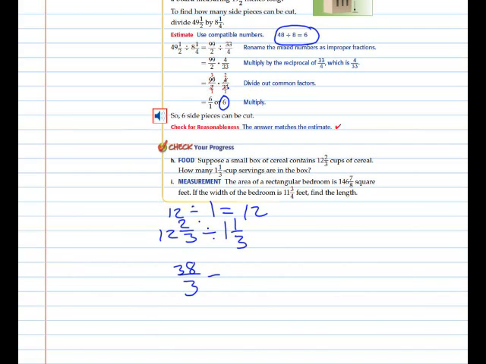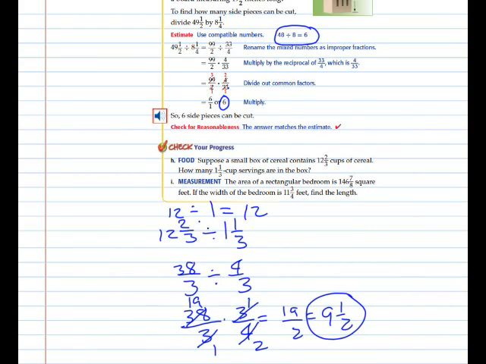Change both numbers to improper fractions: 38 over 3 divided by 4 over 3. Change to multiplication by the reciprocal, which in this case is 3 over 4. Simplify here and here. Again, simplify these two by dividing them by 2. I get 19 over 2. 19 over 2 becomes 9.5.